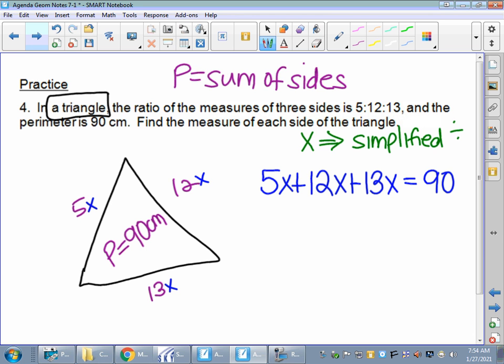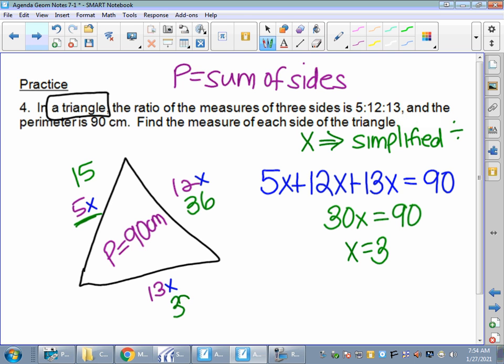So let's see, 5 plus 12 plus 13, that comes out to 30x equals 90. So that's an easy x equals 3, right? But 3 is not the length of my side. It says find the measure of each side of the triangle. So if this side is 5x, x is 3, so this side has to be 15. 12x has to be 36 because I multiply those. 13x has to be 39.